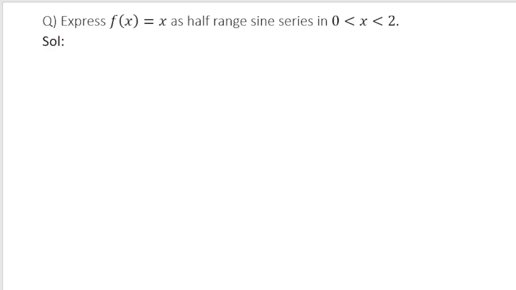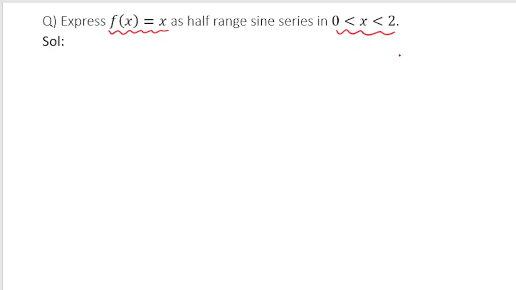I am going to take three very interesting examples, so watch till the very end, because the last example will be more interesting and a lot of questions are asked from that example also. But to start with, let us take a simple example. Suppose I have a function f of x is equal to x and I want to expand it as a half range sine series.